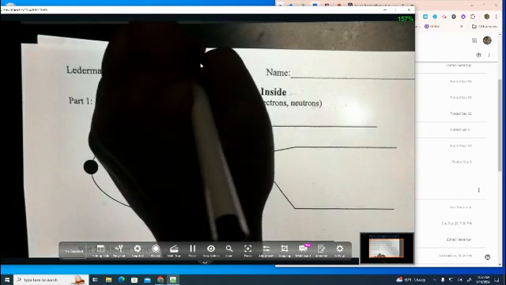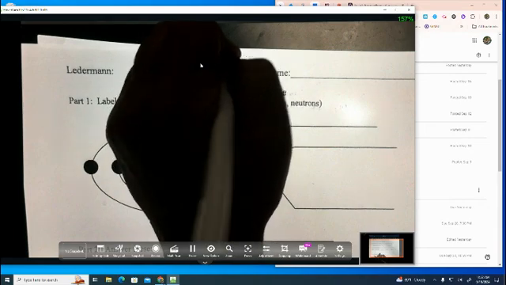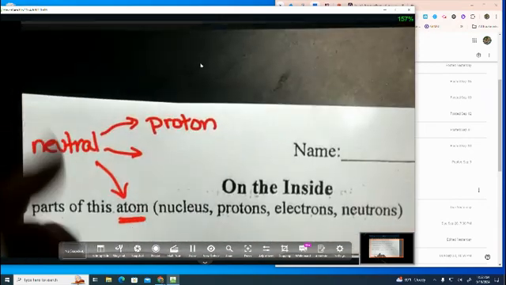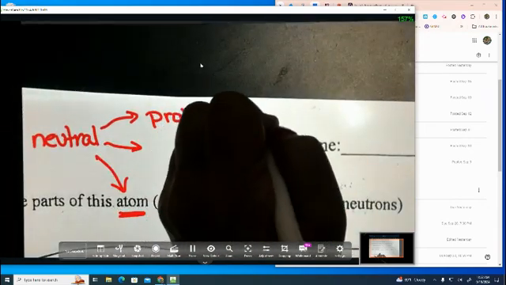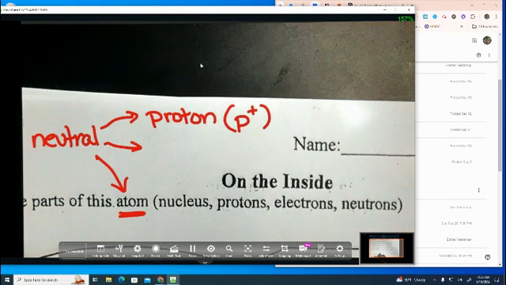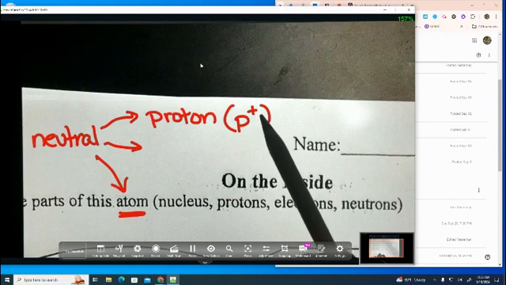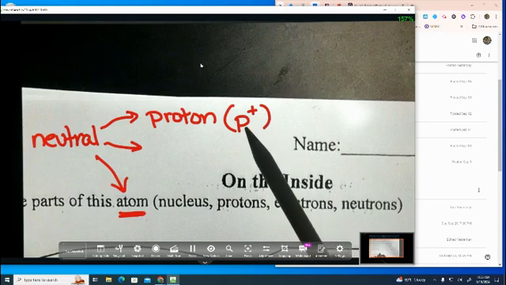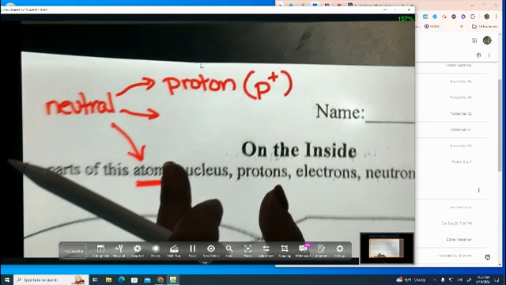So what's the positive thing that's inside of the atom? The protons. So let's just write that up there so we have it. And when we say proton, you want to make sure that you know what the symbol for a proton is. It's a P with a little plus sign on it. It's positive. And a P stands for proton.